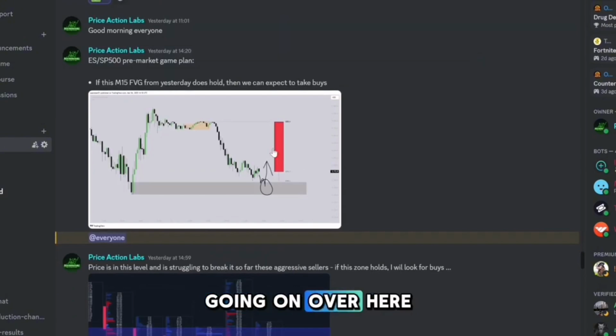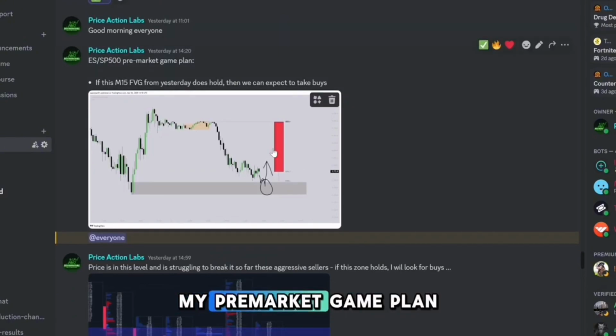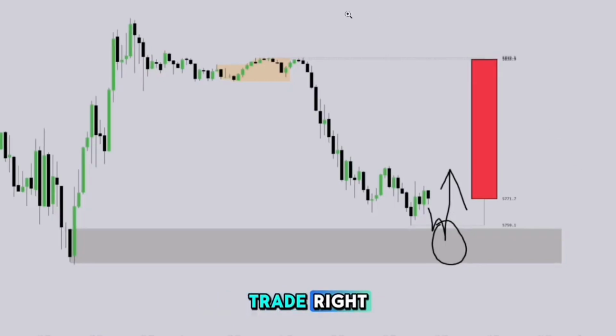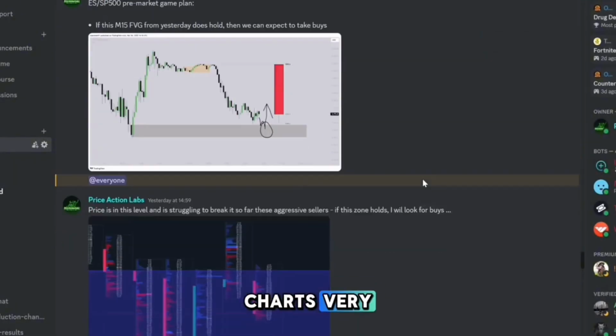So what was going on over here, if we look at this chart, this was my pre-market game plan, right? I'm looking for certain areas of fair value gaps and I'm looking to see how price can react to them, and I'm looking for trades, right? So this is my exact pre-market game plan. I am looking for price to come into the value gap you can see before heading higher, and we're going to go over this on the charts very shortly.